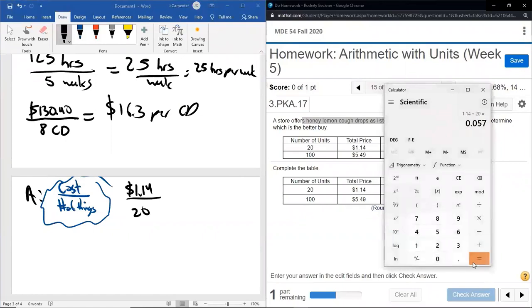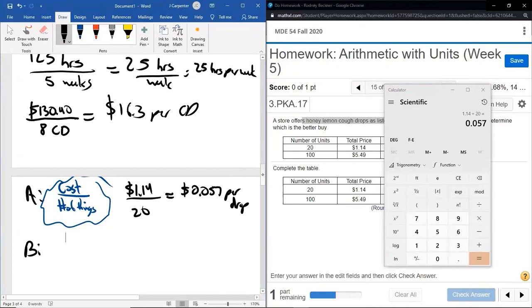And we get 0.057. And since that doesn't keep going, I'm actually going to write the answer that way. So that's $0.057 per drop, which is about 6 cents a drop. Now, again, with money, we traditionally round to 2 decimal places, but I'm not sure, because I haven't done these exact numbers yet, I'm not sure if I'm going to need 2 or 3 decimal places, because maybe they both end up being like 0.06 something when rounded.